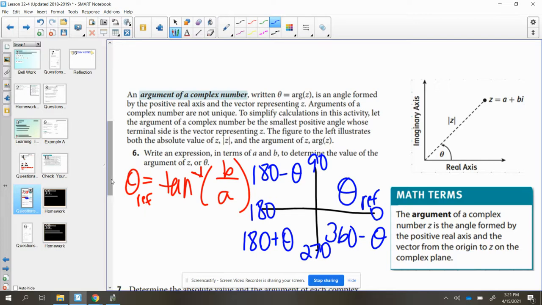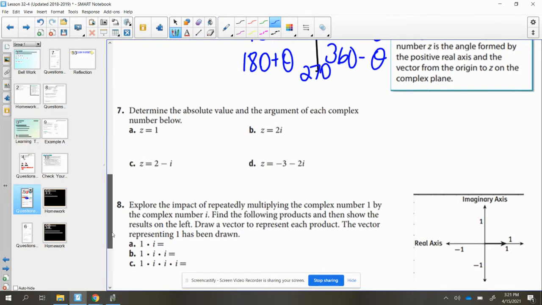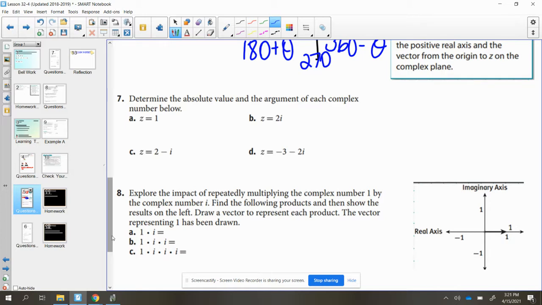So if we see, for instance, with number 7, if we are looking for this graph, well, first of all, if we're just at positive 1, we are going on the real axis 1 unit out. So think about, oh, okay, well, my argument then has to be 0 degrees because I'm on the positive x-axis, right? That's 0 degrees. My absolute value then of this, if I'm doing the square root of 1 squared plus 0 squared, I'm just going to end up with 1.